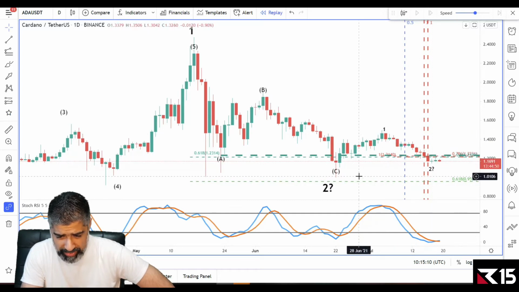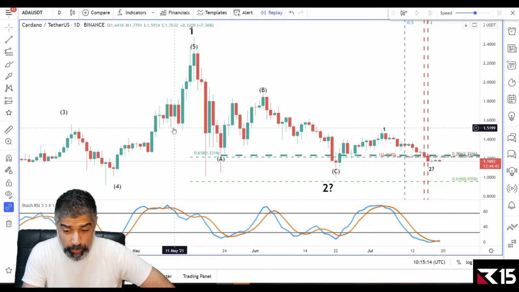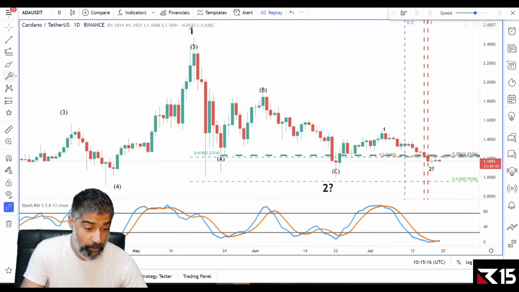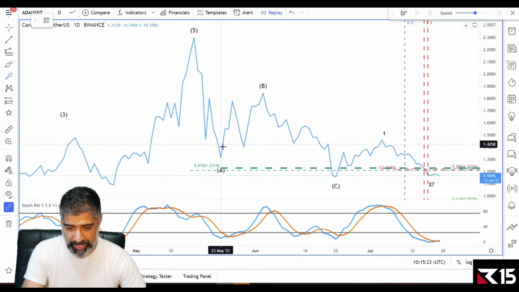So if this holds and it doesn't exceed this low down here, we may see higher highs being made. So what do we want to see to give us confidence? Well, if I just go back to the line chart, because on the daily chart, line charts give us the best information.